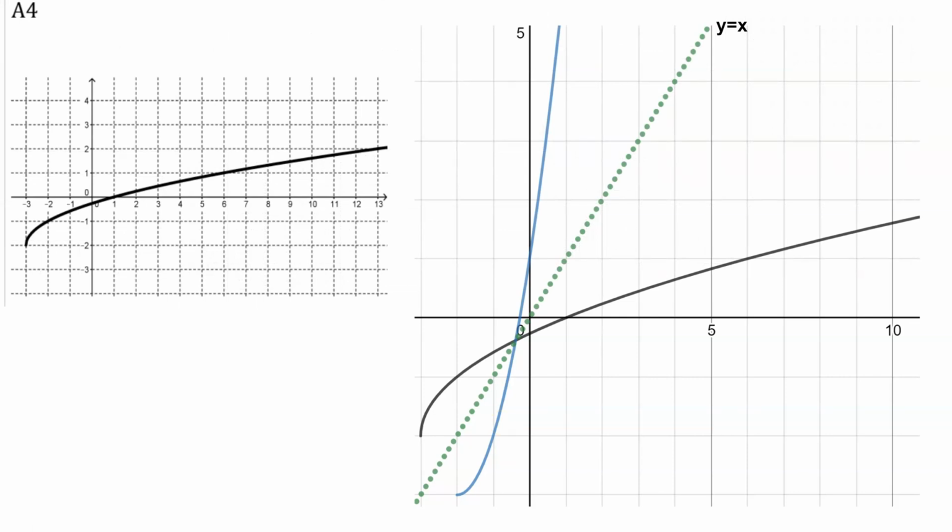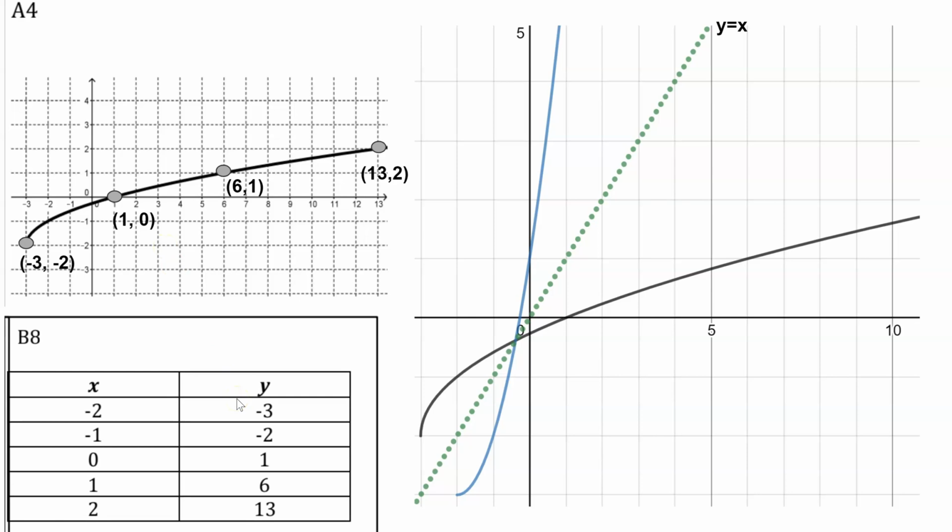Let's make a table of sorts for A4. We have the points (-3, -2), (1, 0), (6, 1), and (13, 2), as well as the point (-2, -1) that I didn't label here. Looking at the B options now, is there any table that has these points reversed, where the inputs become the outputs and the outputs become the inputs? We can see B8 does that, in fact. (-3, -2) became (-2, -3). (1, 0) became (0, 1). (6, 1) became (1, 6). (13, 2) became (2, 13). So A4 and B8 are inverses because the table representations of each card clearly show that the input-output pairs have been switched.